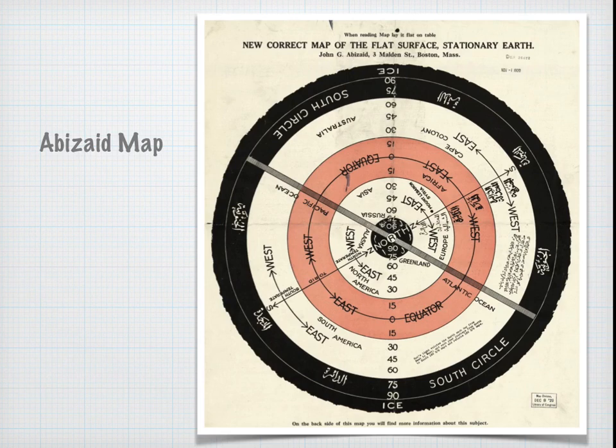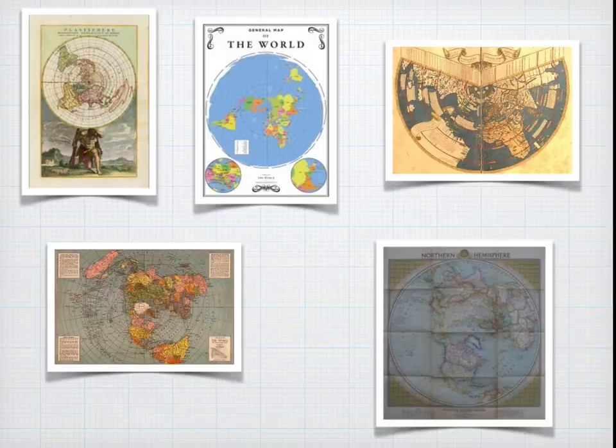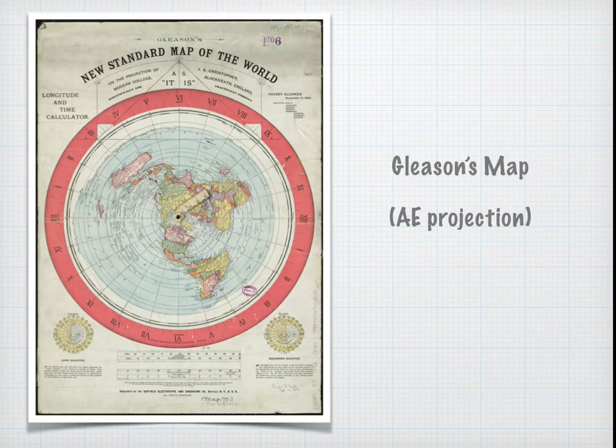So on the John Abizaid map, notice that you can't actually see the continents. They've labeled where the continents are, but you could use this map because you can see where the tropics are. As long as you can find your location on this map, then you can do the calculations. You could also use the Ferguson map, and you can use any other flat Earth map, as long as the sun goes around the North Pole. I'm going to stick with the Gleason's map because it's the most popular. It's the AE, or azimuthal equidistant projection.